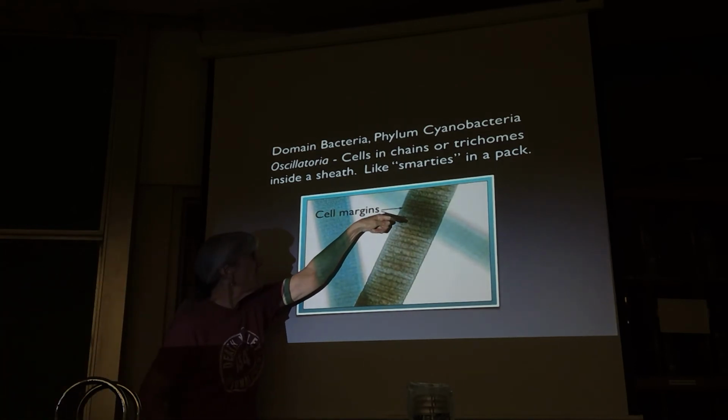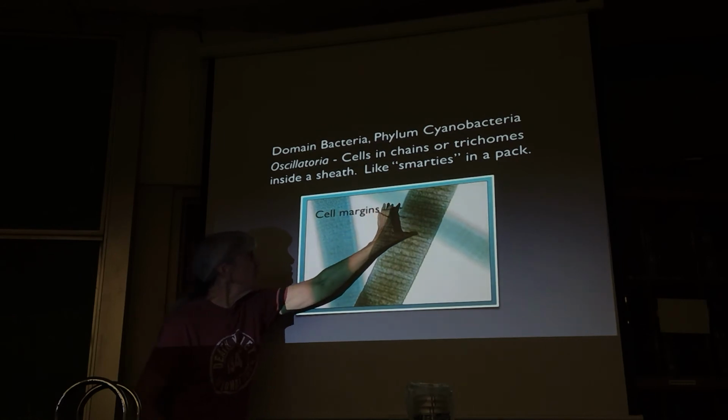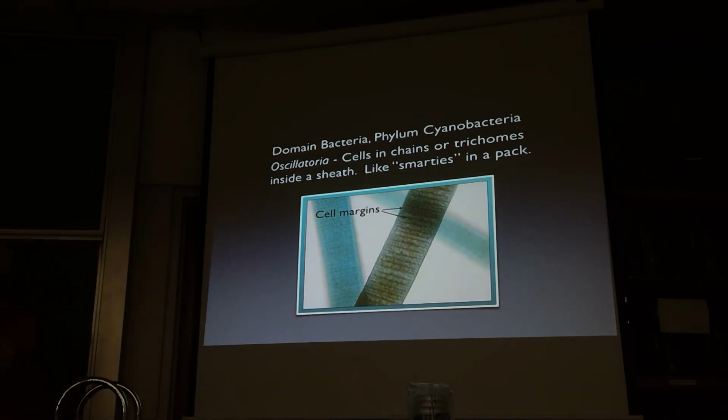So this is a stack of cells inside of a sheath, like Smarties in a pack, except the pack is way long. And they get their name, Oscillatoria, because they move and twist and slide around. They do not have cilia, they do not have flagella. Apparently cytoplasmic streaming somehow allows them to do this movement.